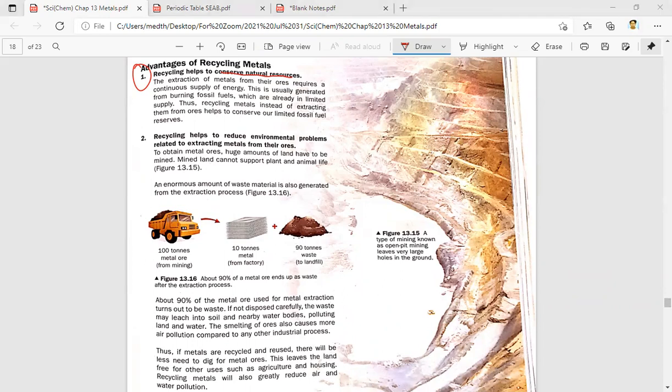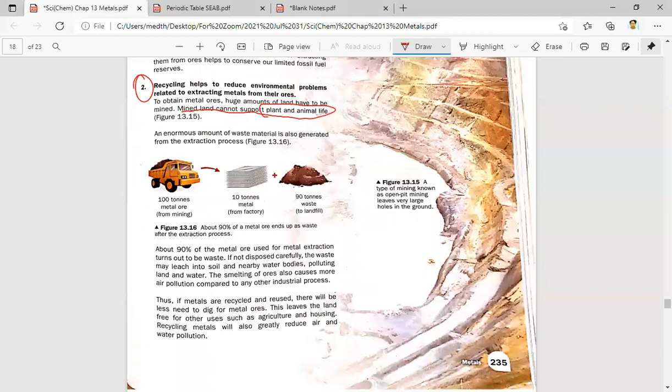Recycling helps to reduce the environmental problems related to extracting metals from their ore. What do I mean by that? Sometimes when you extract the metals from their ore, when you do the mining, after the mining, plants and animal life can no longer be present there. So you actually damage the environment when you are mining the ores. So it's actually not that good.